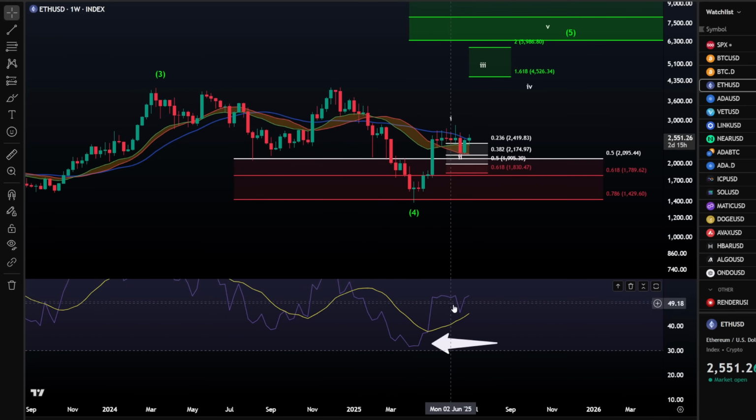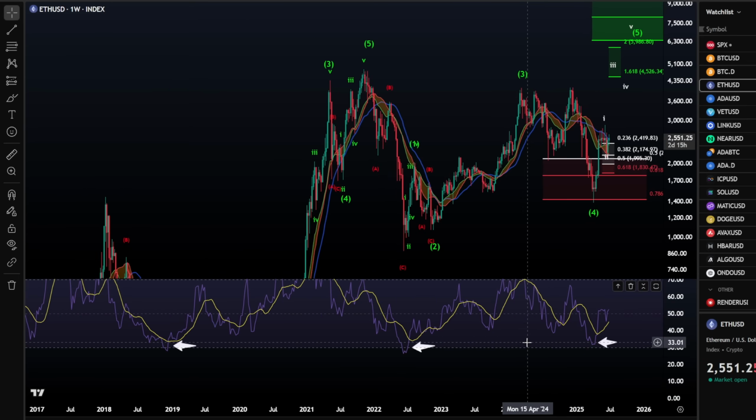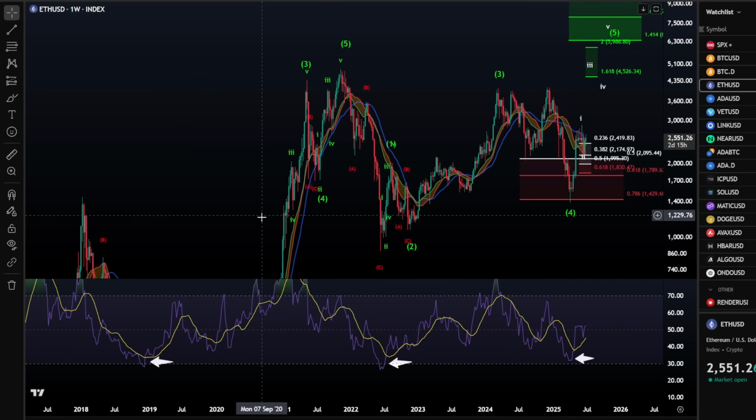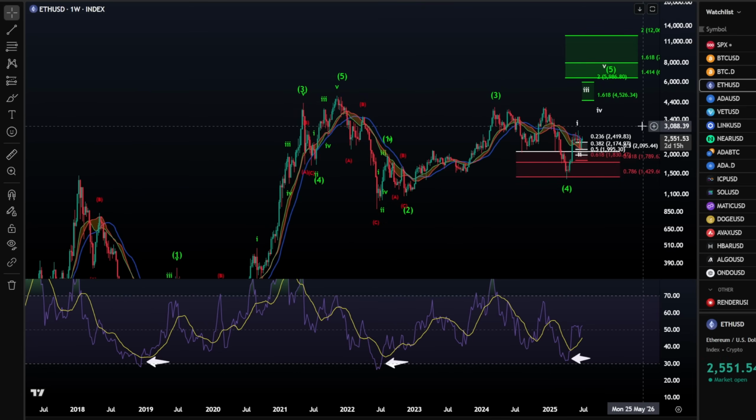We got above the moving average on the weekly, we stayed above it, and right now the price is trying to go higher. So it's the exact same pattern, and I think it's gonna continue repeating as long as we stay above the moving average right there, and I think Ethereum will break its all-time highs soon.